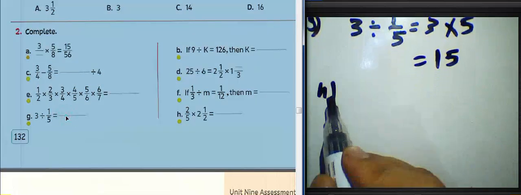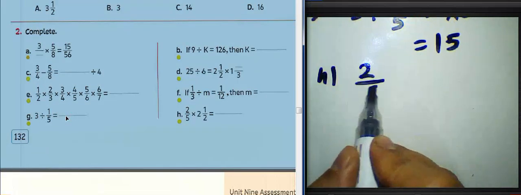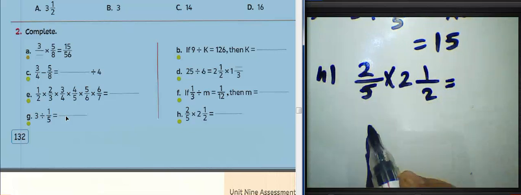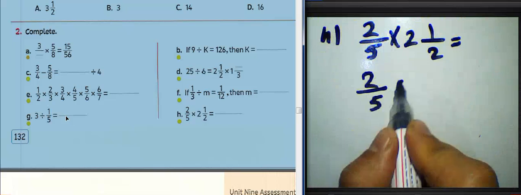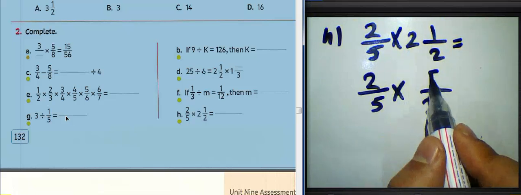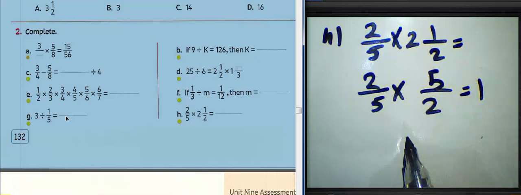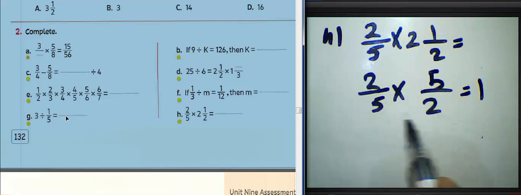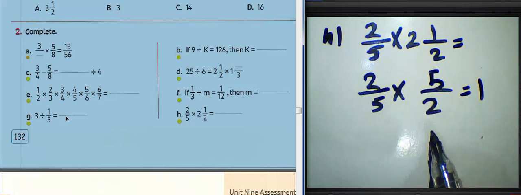Question letter H: 2 over 5 multiplied by 2 and 1 over 2. Write here 2 over 5, and multiply 2 by the denominator: 2 times 2 equals 4, 4 plus 1 equals 5. Then the result will be 1, because the multiplication of 2 over 5 and 5 over 2 will be 10 over 10. It will be 1 in simplest form. Okay.